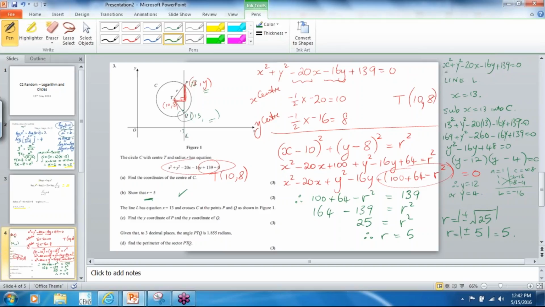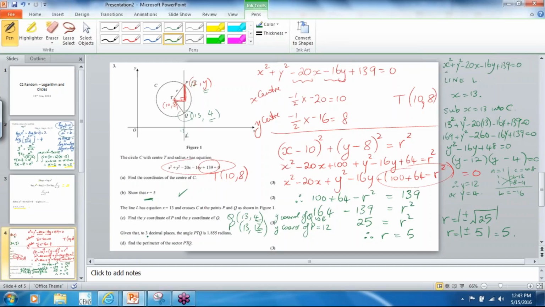So here Q is below, therefore Q will be the point 13, 4. The y-coordinate of Q is 4. And P is the point 13, 12. And therefore the y-coordinate of P is 12, and the y-coordinate of Q is 4.